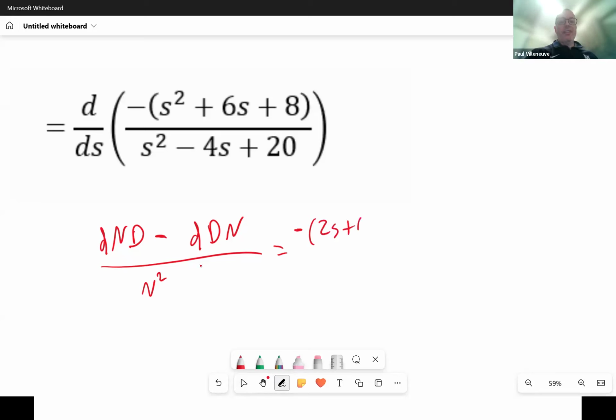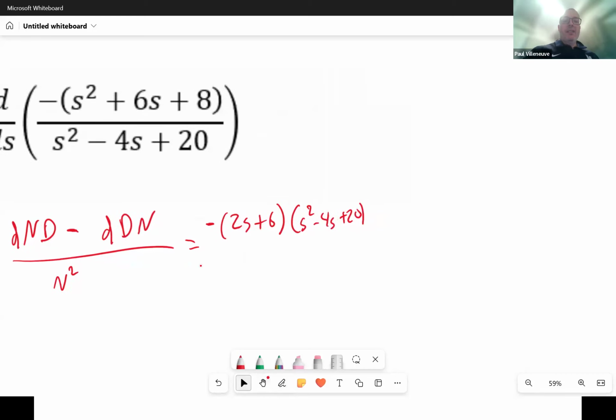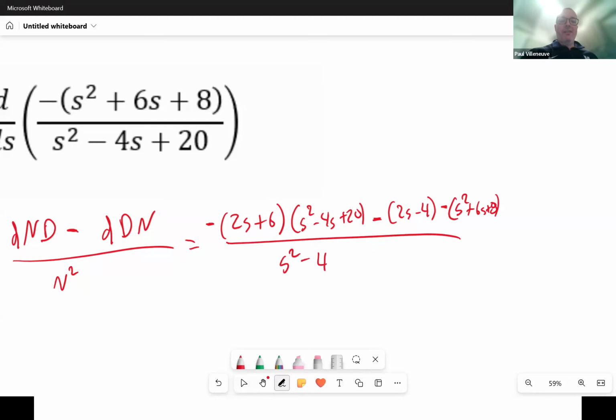Negative 2s plus 6. That multiplies the denominator, s squared minus 4s plus 20. Subtract from that the derivative of the denominator, 2s minus 4, times the numerator, and I'm going to move the negative out front over here: negative s squared plus 6s plus 8, all over s squared minus 4s plus 20, and that whole thing is squared. This gets set equal to 0, so when I multiply both sides by the denominator, that term goes away.